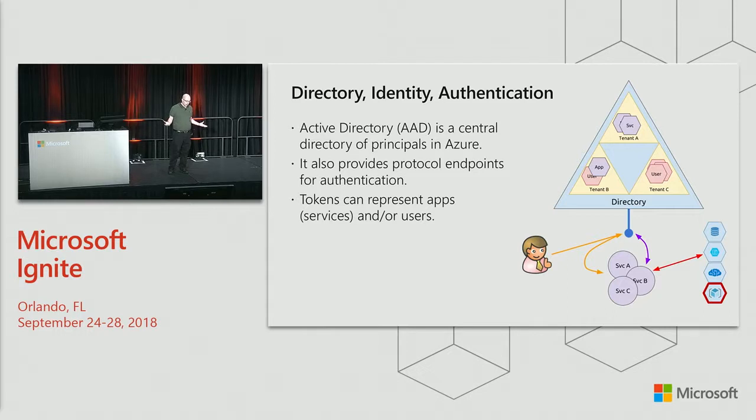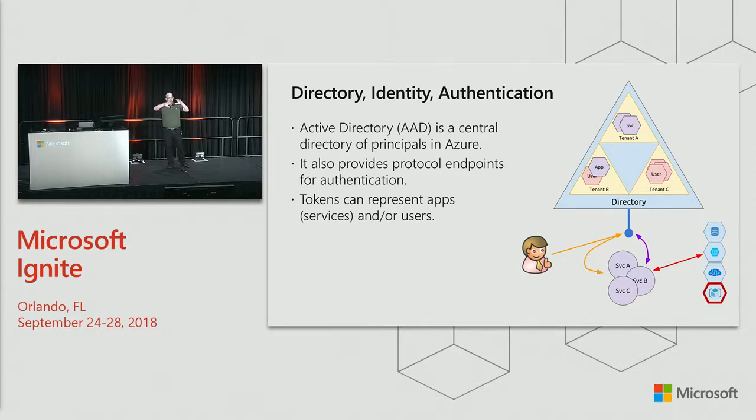So a directory, pretty straightforward. It's a place where you store a lot of identities and information about them, secrets about them, what authorization policies perhaps should be applied to them. Azure Active Directory is the directory you probably know in Azure, but the reason I'm bringing this up is there are a couple others, or there are other sources of identity in Azure as well.